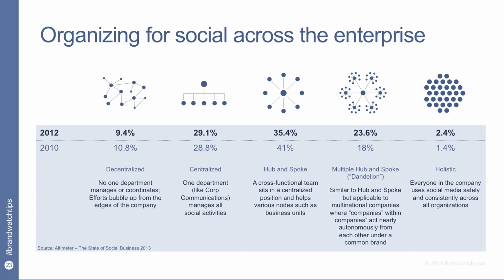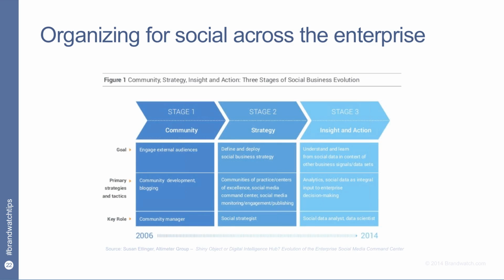And then on the other outlier, around holistic, where everyone is potentially empowered, or at least allowed to use social media in a consistent fashion across the organization. But the interesting things to me are the bigger shifts in the hub and spoke, and also what some people call dandelion, or I call multiple hub and spoke formations. And the reason I think that's interesting is because those two formations really reflect, just to jump back, the second and third stages of the way social is organized across an enterprise.